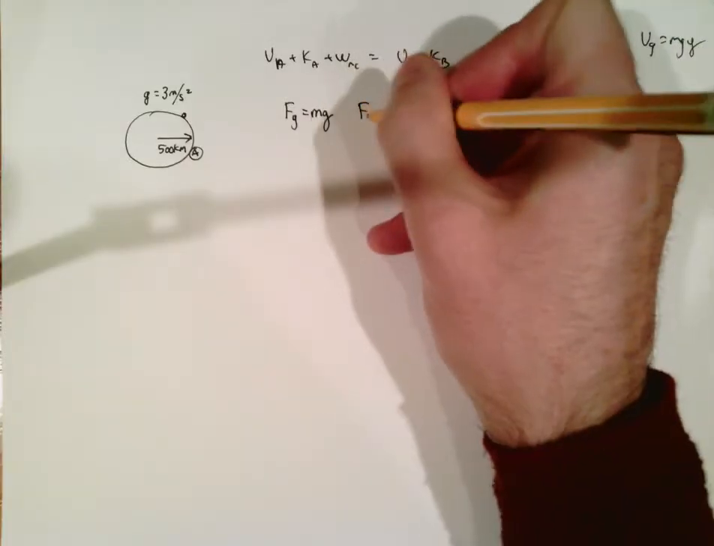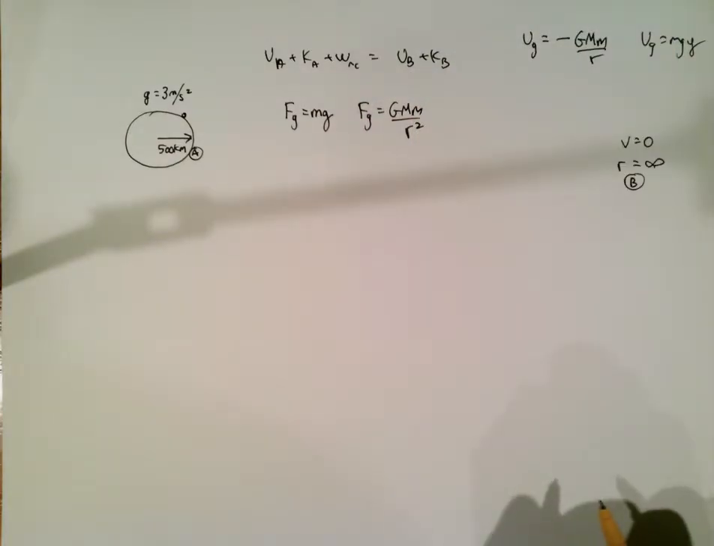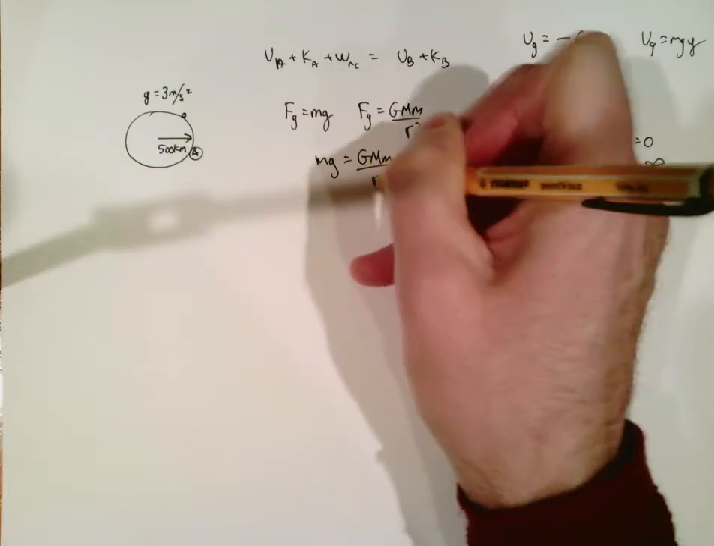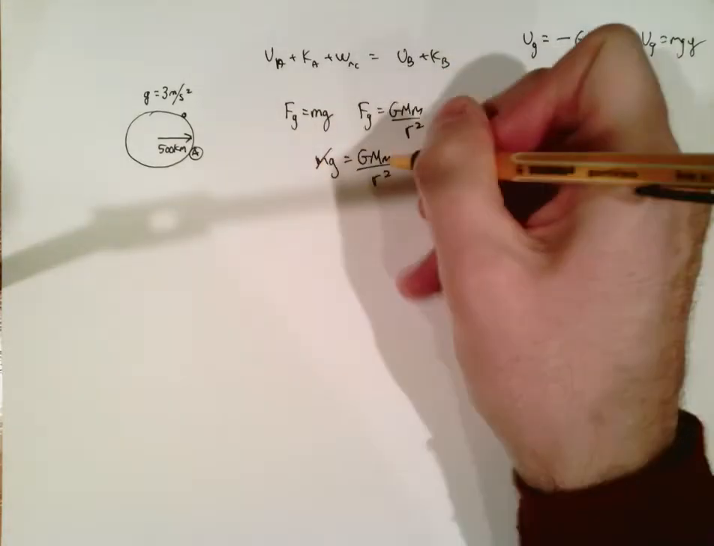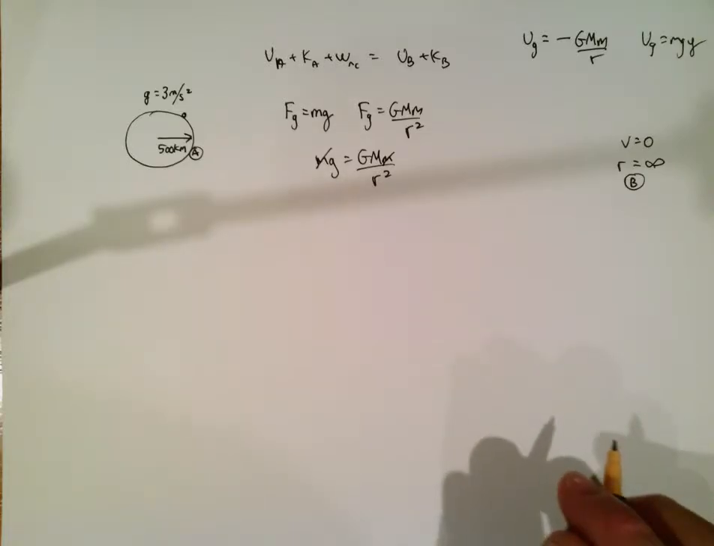We also have an equation Fg equals GMm over r squared. Now they both equal the same Fg, so they equal each other. So mg equals GMm over r squared. The little m, that's the thing that's on the surface of the planet, cancels out. And now we'll be able to figure out the mass of the planet.